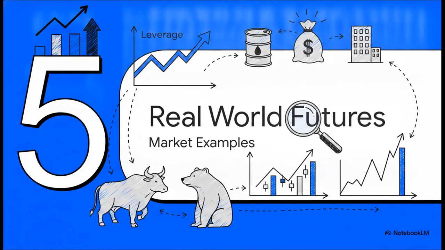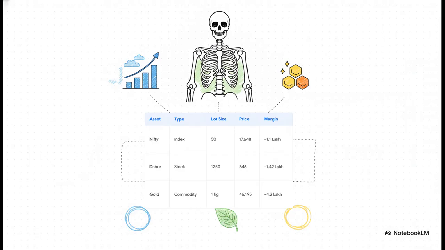Finally, let's wrap up with Section 5, Futures in the Real World. So, we have the theory down, we know the anatomy, we know about the underlying asset, lot sizes, contract value, and the absolute magic of margin and leverage. Now let's step out of the classroom and look at some actual market examples. What's really interesting about this slide is it proves our earlier analogy. It's the exact same skeleton, just wearing different skin.